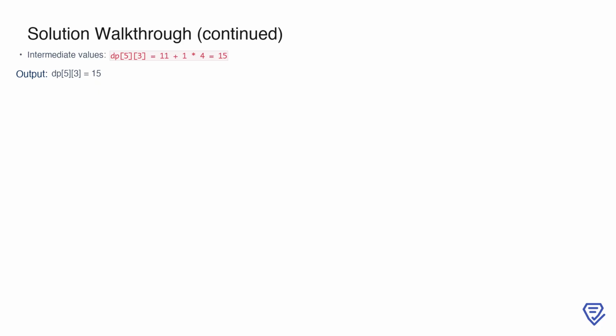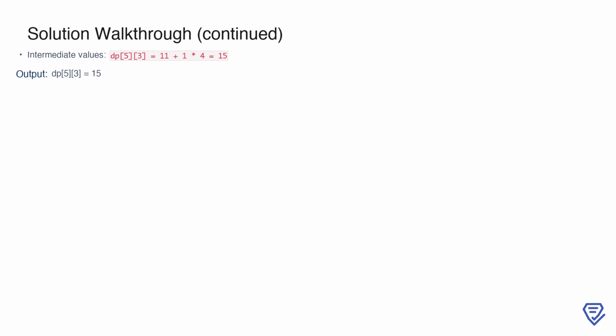Using the same approach, we calculate dp[5][3] based on the values from the previous row. The formula is dp[5][3] equals dp[4][2] plus dp[4][3] times 4. From the previous table, we know that dp[4][2] equals 11 and dp[4][3] equals 1.